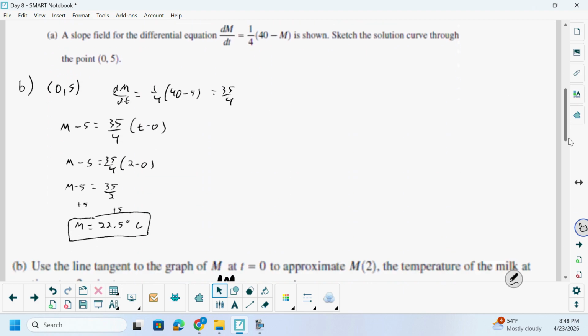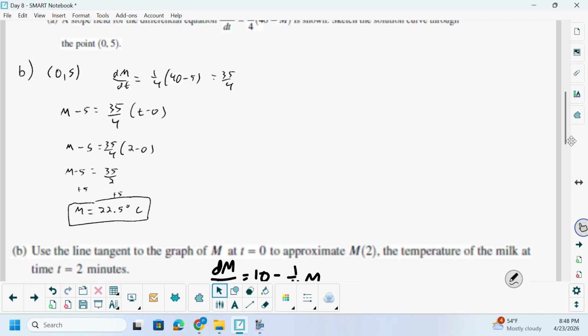For part B, we want a tangent line equation. Well, 0, 5 was our point. Take your dm dt that they told you, sub in 5, and you get 35 fourths for the slope. So we have m minus 5 equals 35 fourths times t minus 0. We wanted to now use that to approximate at t equals 2. So put in 2 for t and neaten it up. And I did mine in decimal form, 22.5. You could have also had 45 over 2, and that was degrees Celsius.